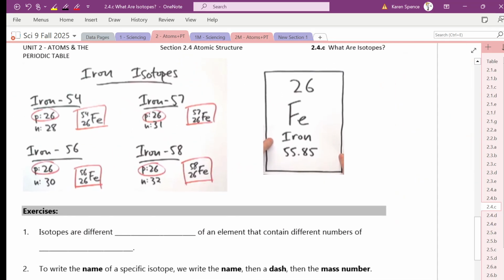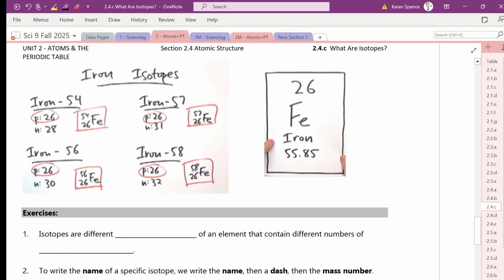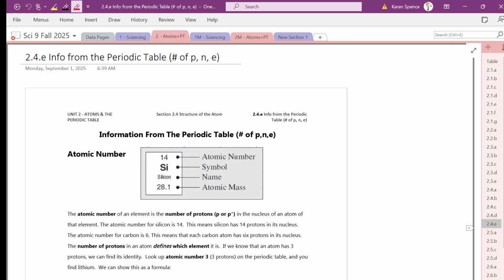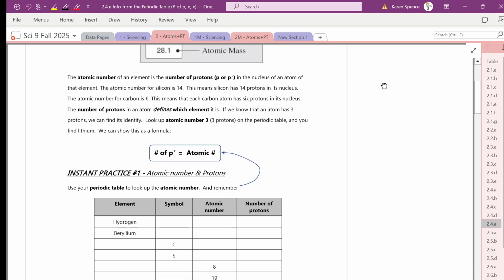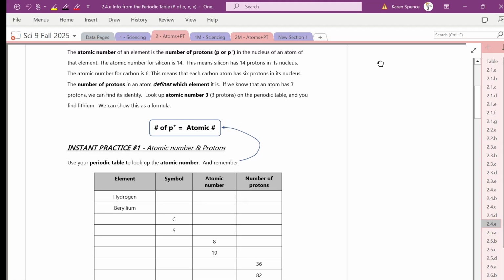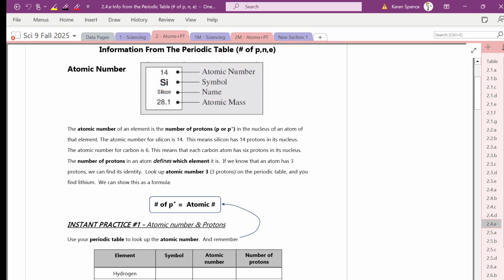And there's just some for iron. Okay, I think we're good. I'm going to give you guys some practice here. We are going to go to page 89.